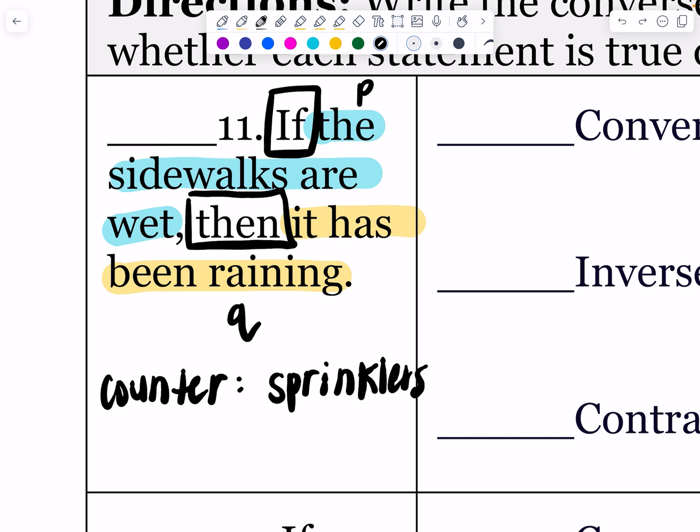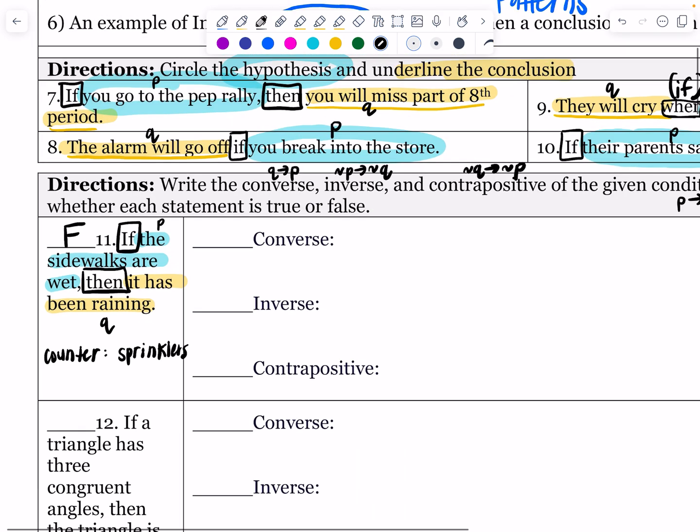Somebody could have spilled a whole bunch of water or dumped out a whole bunch of water. Somebody could be running a hose going down for like a water slide. So if the sidewalks are wet, it doesn't necessarily have to have been raining. So that would be false. Our first one would be false. Immediately we know that since the conditional is false, the contrapositive should be false. But we'll make sure in a second.